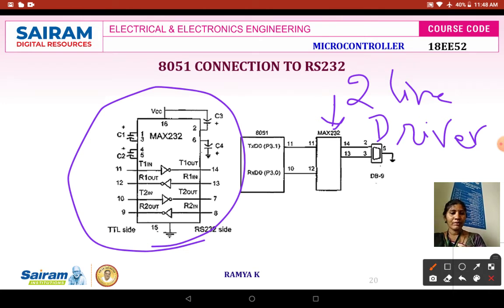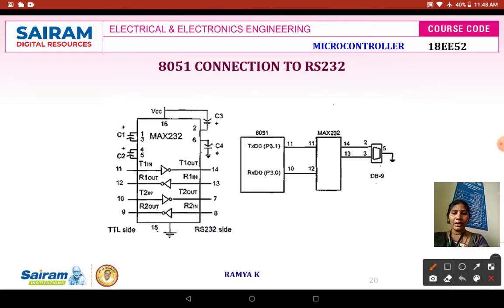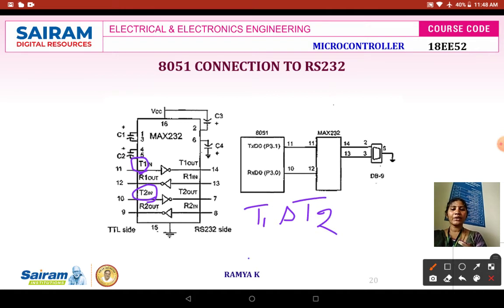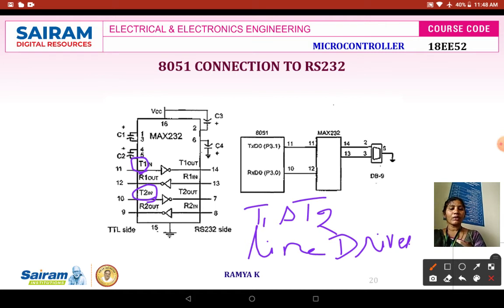In this IC you can see T1 and T2. These T1 and T2 are called your line drivers, which are mainly responsible for transmitting your data.